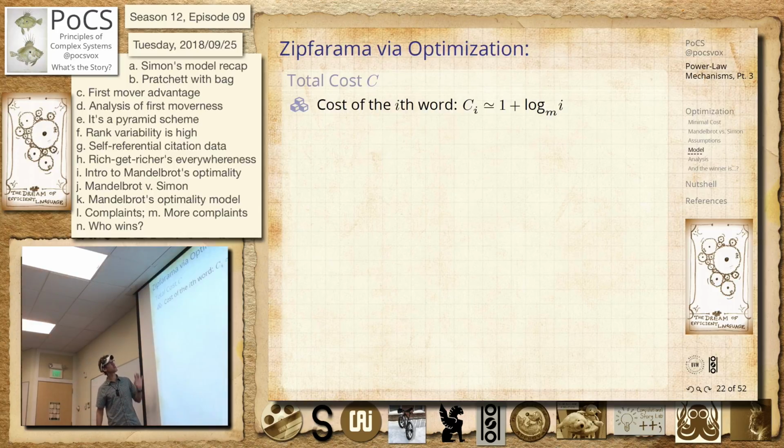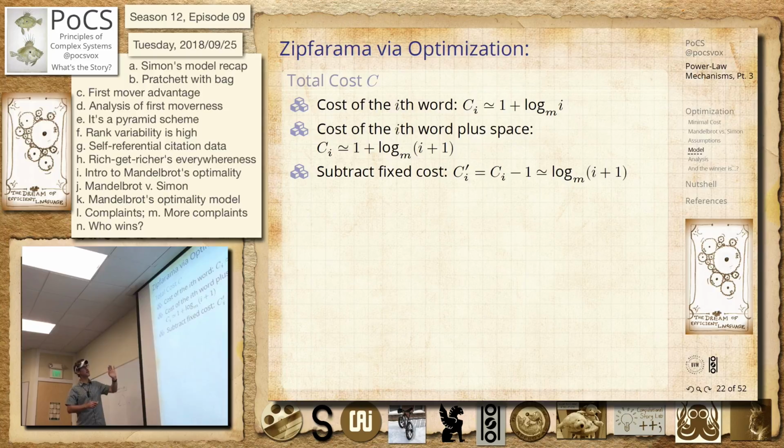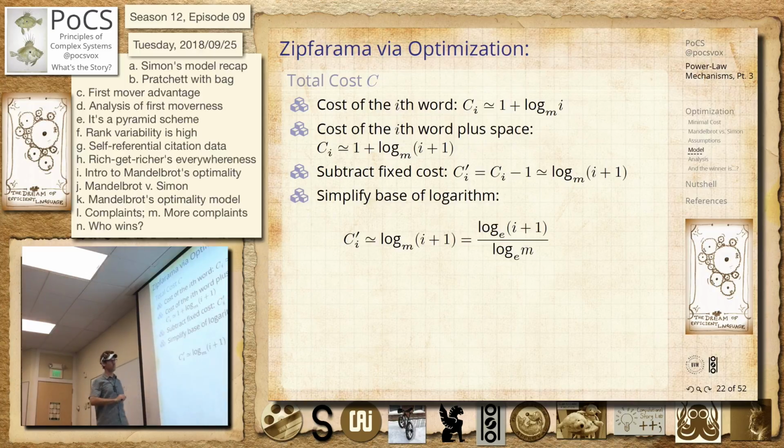All right, so the model is going to be this. We've got a cost of the ith word. As I said, it's going to grow logarithmically. This means it grows slowly with its index. And if we add the space, each word's going to be followed by a space or maybe a period, but let's basically say that. So this will be the proper cost, but we don't have to worry about any offset. They've all got that.